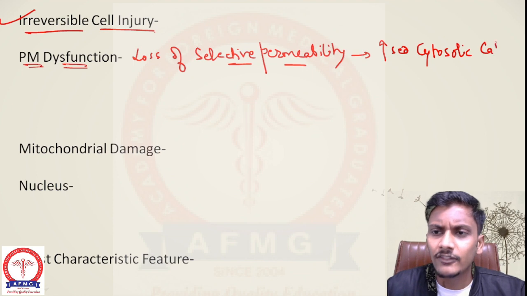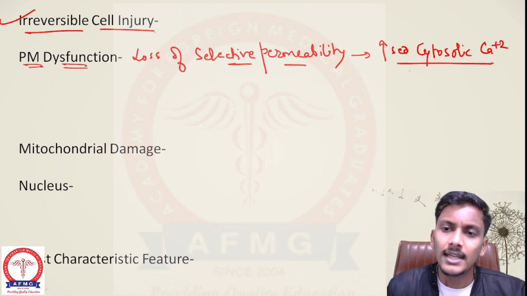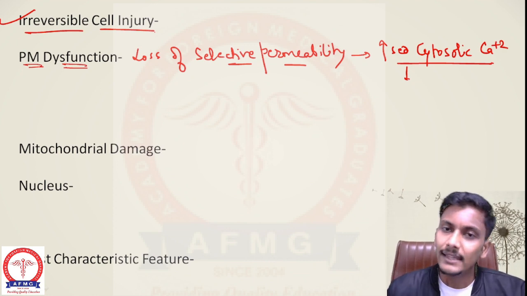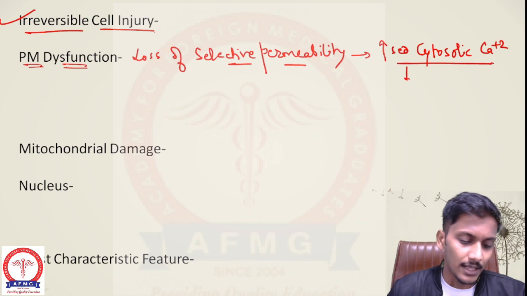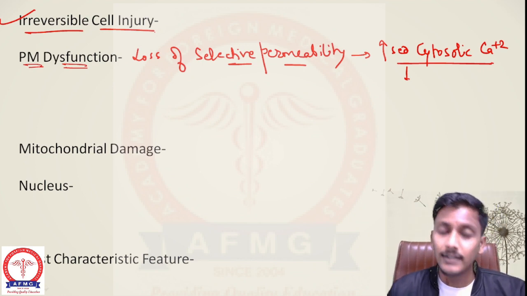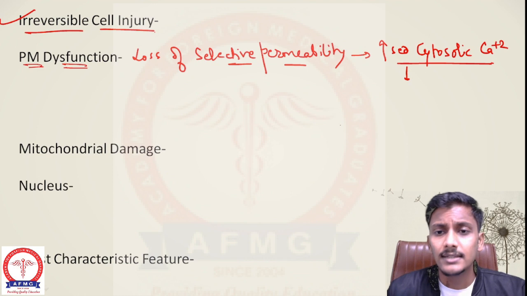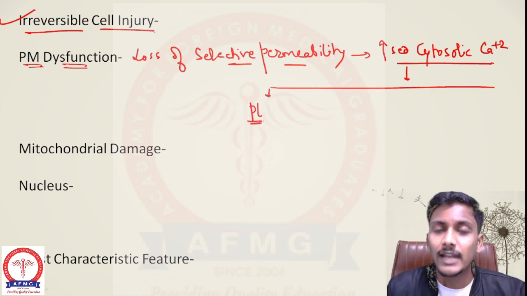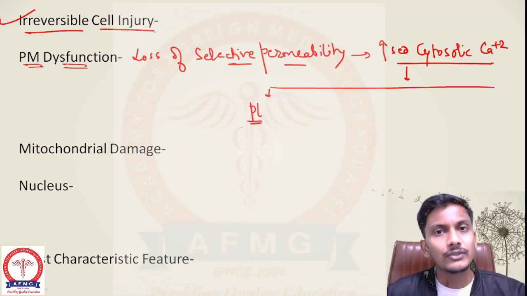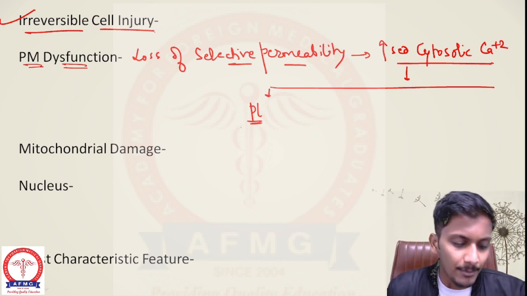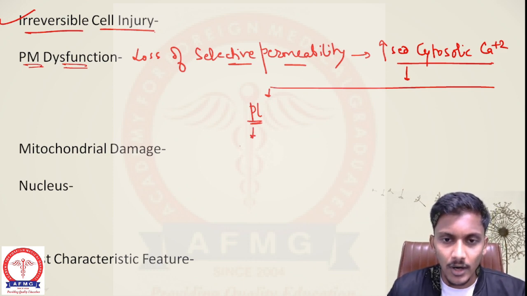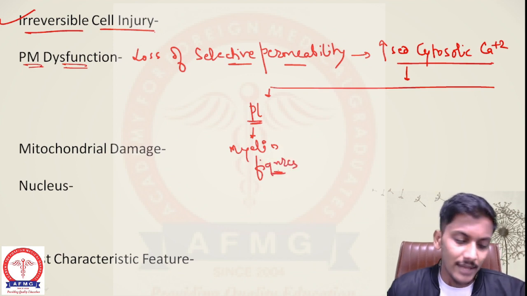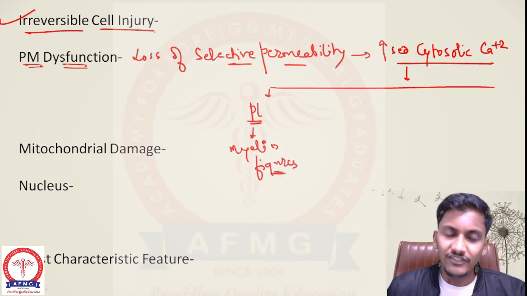Okay, there would be excess of calcium accumulated in the cytoplasm of the cell, and as we all know, calcium is a stimulus for enzymes to be activated. Calcium activates different kinds of enzymes. Please remember this. First of all, it activates your phospholipase enzymes, which break down the phospholipids of different cellular or organellar membranes, and that leads to the formation of what? Myelin figures. So there would be membrane damage, and that causes the myelin figures to be formed.